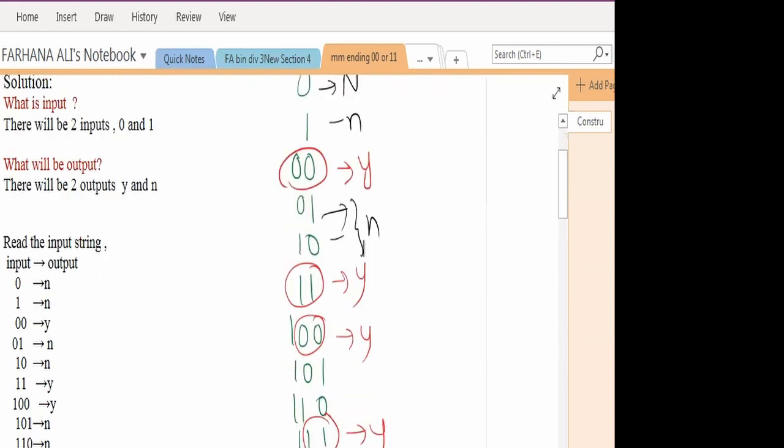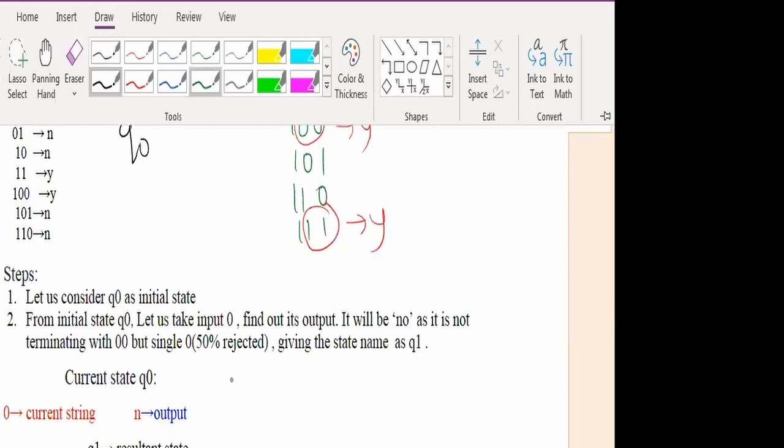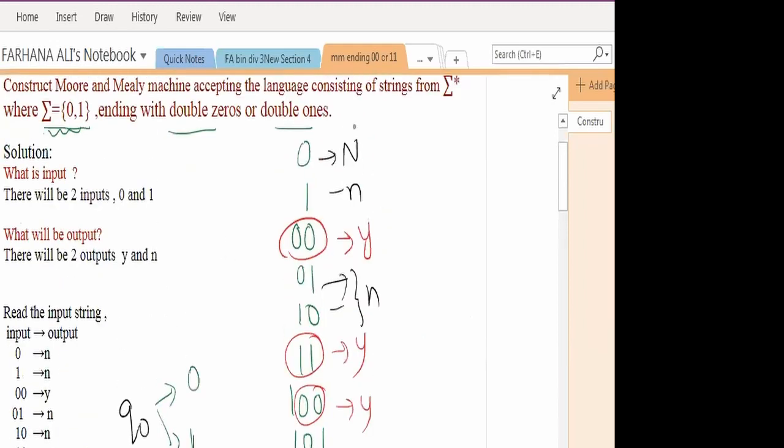Now what are we going to do? We will start generating the solution. For that, we take the initial state, Q0. With Q0, we will consider input 0 and input 1. With Q0 and input 0, is a single 0 needed by our question? No. What will be the output? The output will be N. If it is a single 1, is it needed by our question? No.